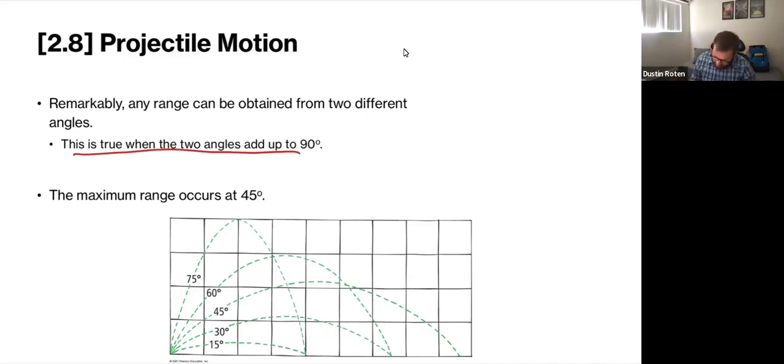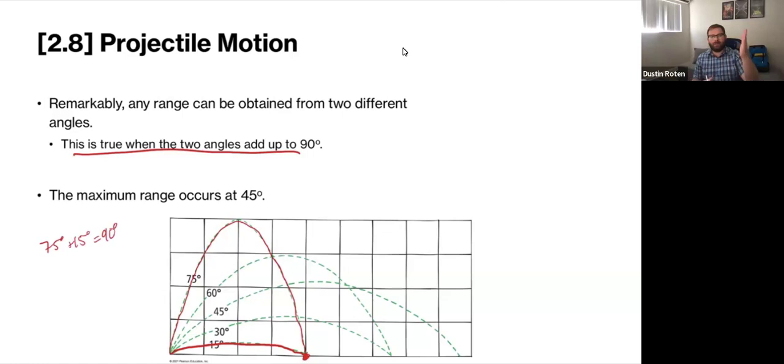So you can see that here, a 15-degree launch angle will land you here. At the same time, you could also use a 75-degree launch angle, which will also land you at the exact same spot. And of course, 75 degrees plus 15 degrees equals 90.